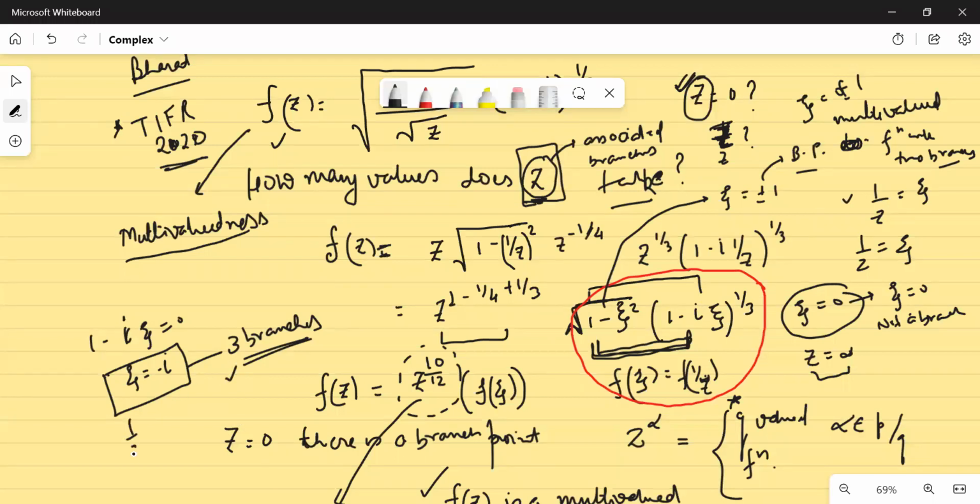But what is zeta? Zeta is 1 over z. Okay, zeta is 1 over z. So you can write zeta at, for example, if I can say that, what is zeta? So I would say that zeta would take around three values. Okay, so zeta would take three values at around minus iota. Okay, at minus iota, zeta would take three values, isn't it?